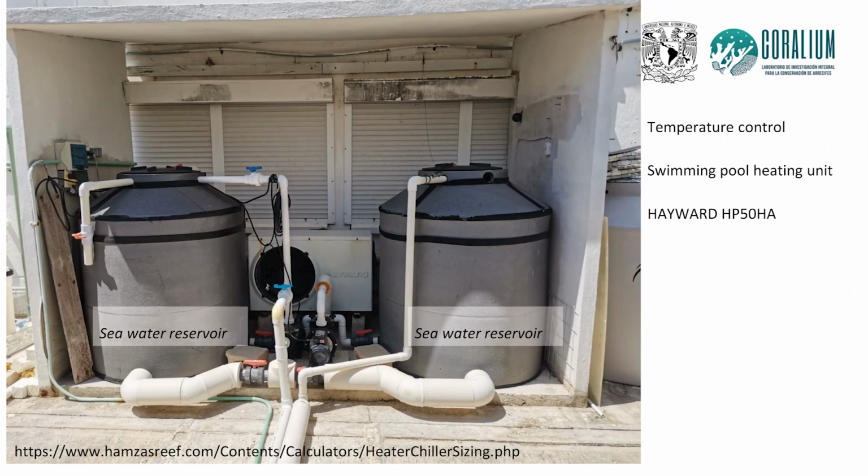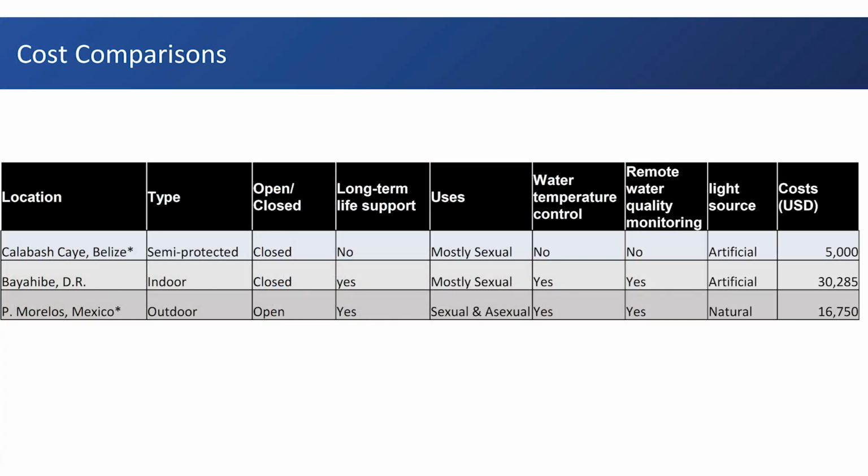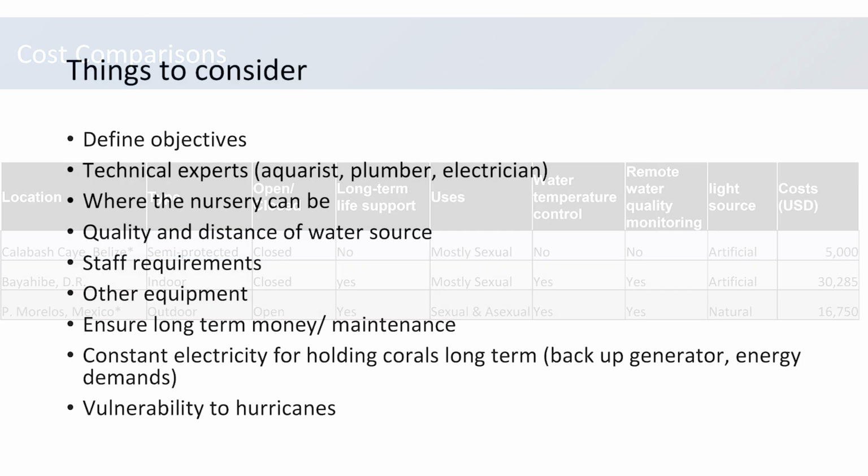Again, temperature is really important. So more volume of water requires bigger water temperature controls and bigger reservoirs. As you can see, reservoirs are also covered, so they are protected against heating. And finally, this is a comparative table between all these kinds of aquariums, with the price in US dollars and the main uses for each one of them. Some aquariums can be mostly used for sexual reproduction, but with some tuning they can be used also for fragmentation or to keep corals for a long time.